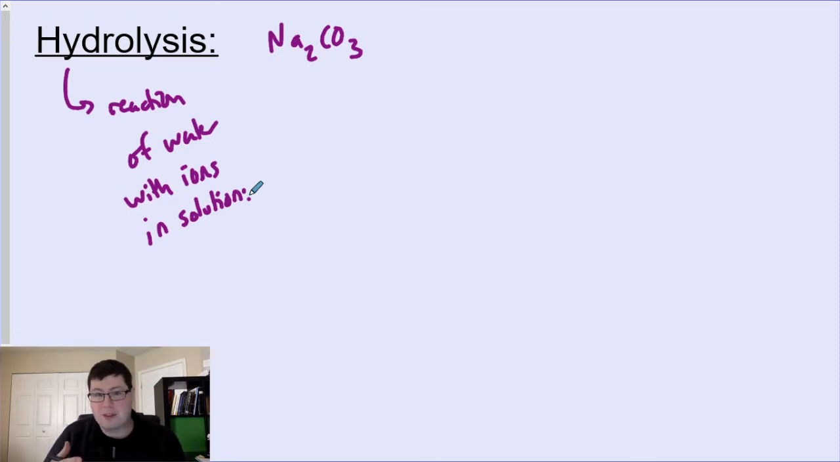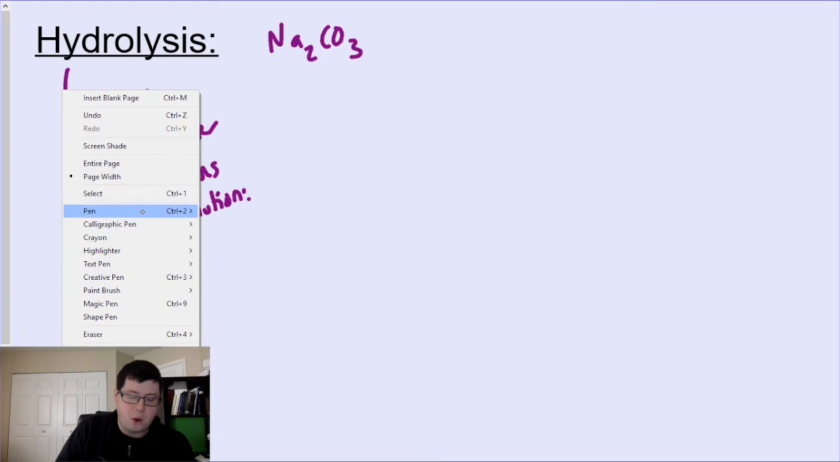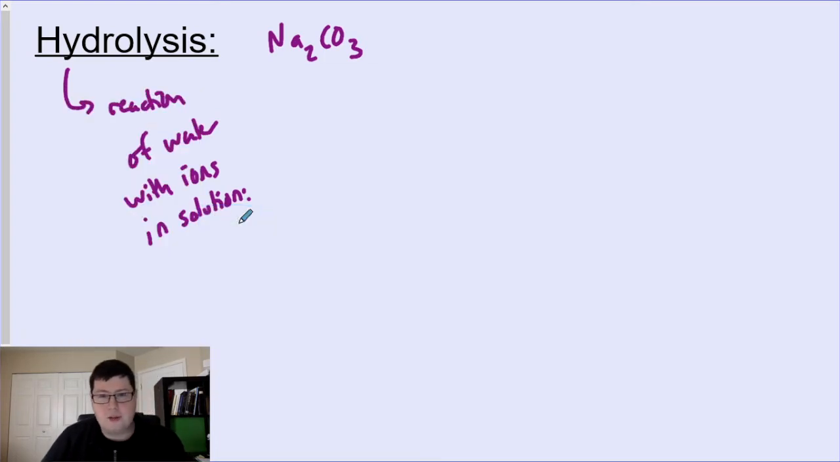We saw before that the definition of the pH is related to the autoionization of water and how water can react with itself. Here, water is going to be reacting with ions in solution. So let's consider both of the ions in Na2CO3 to see how hydrolysis plays a role in making this compound either an acid or a base. Let's take the CO3 first.